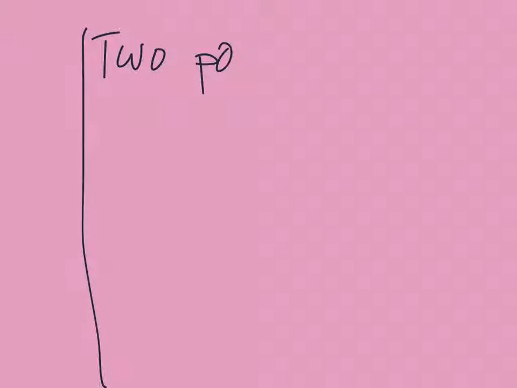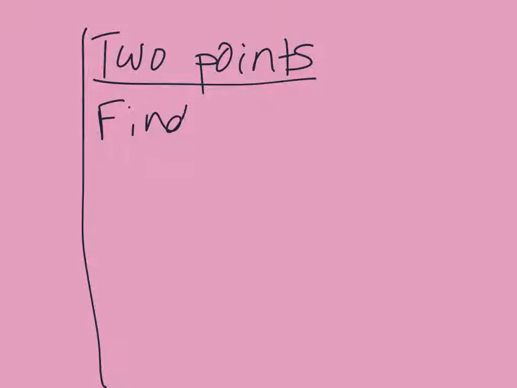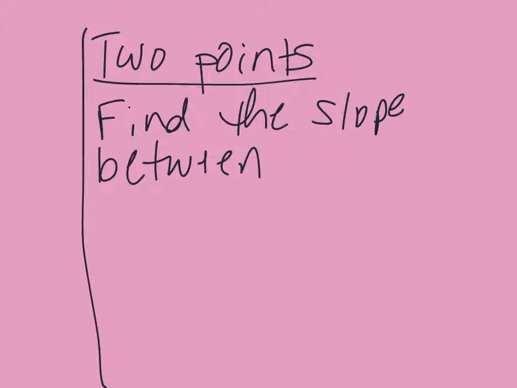Okay, so let's make it match here. Okay. All right, so slope between 2 points. Okay, so these ones are going to give you, find the slope of the line between -1, 0 and 3, -2.